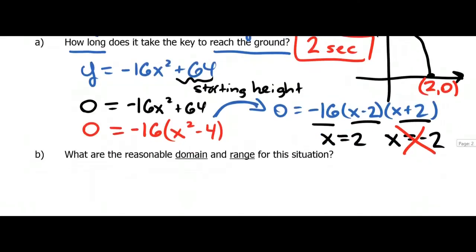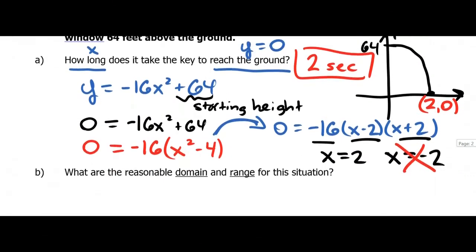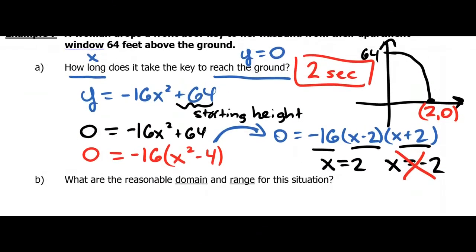Okay, part B of this is asking what are the reasonable domain and range for this situation? Well, that goes back to what I was just talking about with time. Your x values, which is your domain, are dealing with time here. We can't have time be negative, so I would say that the minimum value here for x is 0, because time can't be negative. The maximum value for time, well, the key hits the ground after 2 seconds, so that means that the only time this key is falling is from 0 seconds to 2 seconds. So I would say that the domain for this situation is all x values from 0 to 2.